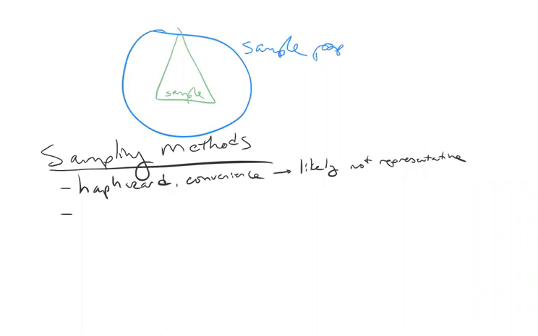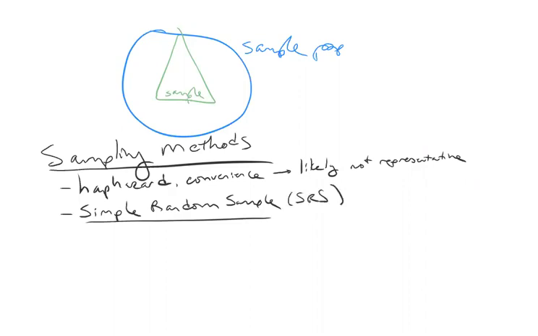The most famous way, actually not the most common, although it's the most commonly discussed way to choose a sample from a sample population, is a simple random sample. And that is usually abbreviated SRS.